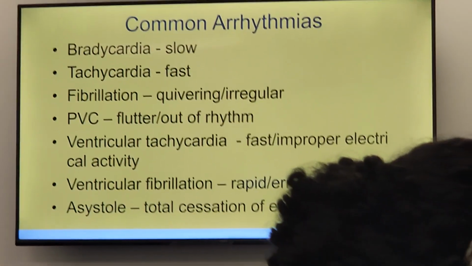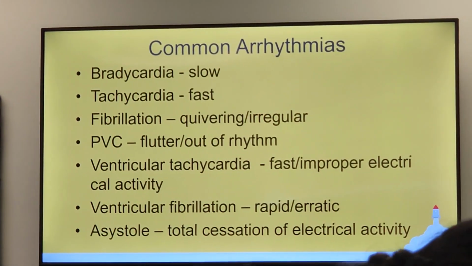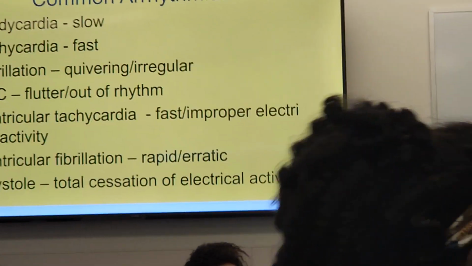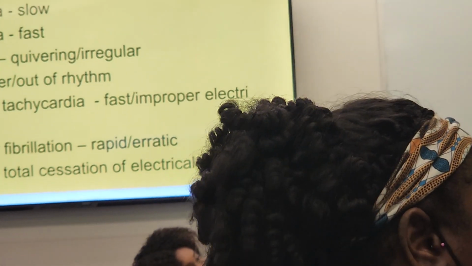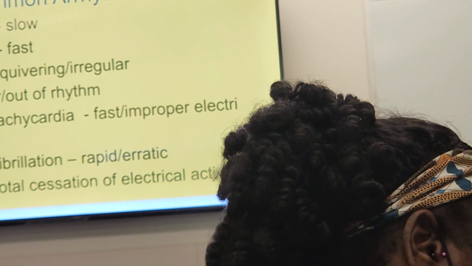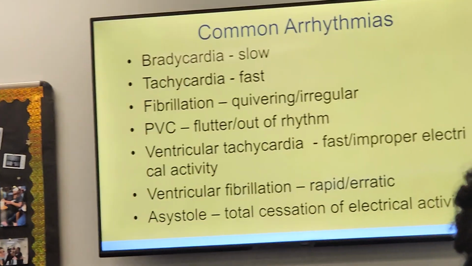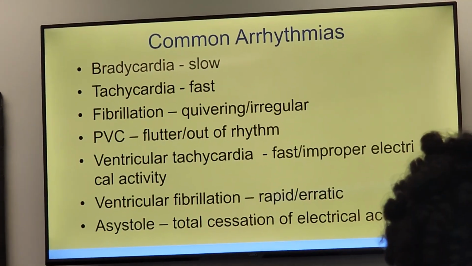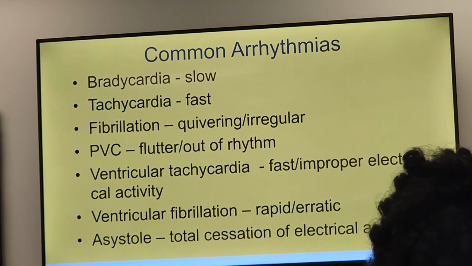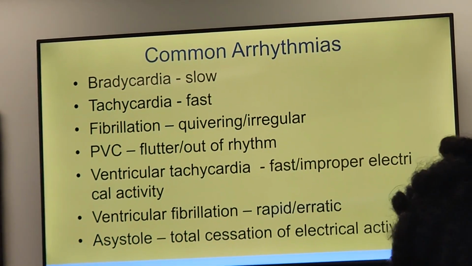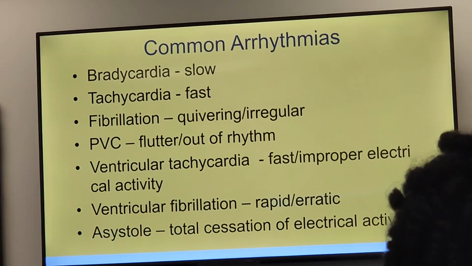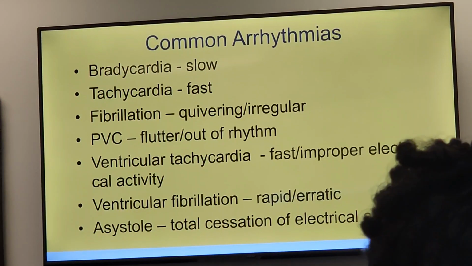Now you do need to know the different types of arrhythmias. This is a great one to take a picture of. Good simple definitions. Bradycardia, we see brady, that means slow. Slow heart, bradycardia. Tachycardia, the opposite, it's fast. Fast heart. Fibrillation is when the heart actually quivers or is irregular. Keep in mind, it does not mean simply quivering, it can be an irregular heartbeat as well. PVC is a flutter out of rhythm, so if your heart's beating and it skips a beat, we call it a PVC or a flutter.